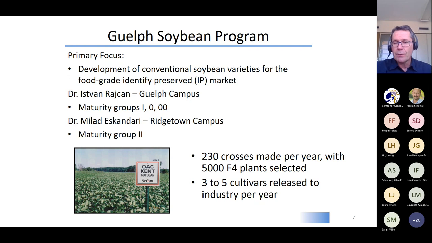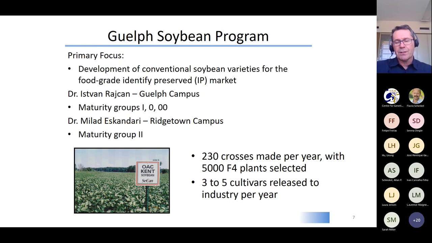The crossing is all done indoors in the growth rooms in the crop science building here, and then we grow those soybeans to F2 in the field, and F2 seed is sent to Costa Rica for 2 generation advance over winter. So the following year we get F4 seeds back that are more homozygous and better to make selections on. So approximately 5,000 F4 plants from about 30,000 are selected on a single plant basis, both by Milad and myself, or his and our program.